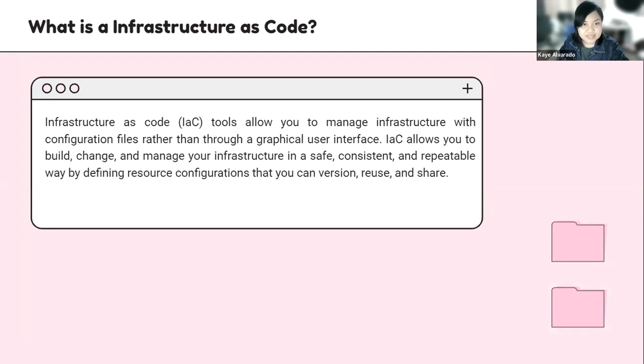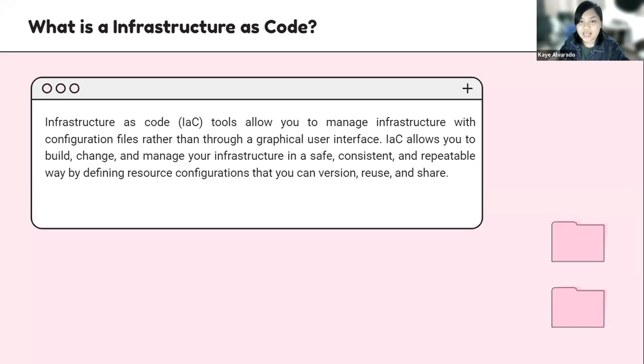So next, ayan. So what is infrastructure as code? Infrastructure as code tools allow you to manage infrastructure with config files rather than through a graphical user interface. So hindi siya manual. It's by code that you get to deploy the infrastructure. And IAC allows you to build, change, and manage your infrastructure in a safe, consistent, and repeatable way by defining resource configurations that you can version, reuse, and share. Yan. So yan yung HashiCorp's definition.